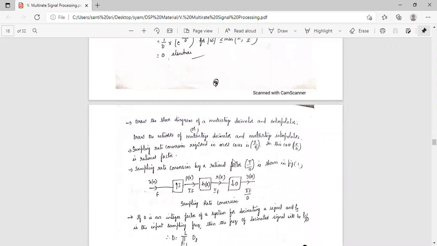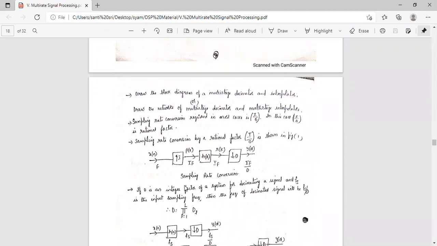Sampling rate conversion required in most cases is I by D. In this case, I by D is a rational factor. So sampling rate conversion by a rational factor I by D is as shown here. This is the low-pass filter. Just now we discussed this. This is the interpolator, X of n, F is there. So this is IF after the interpolator. After the filter H of F dash equal to IF. Then it is F into I by D. Then this is Y of D. This is the sampling rate conversion block diagram.